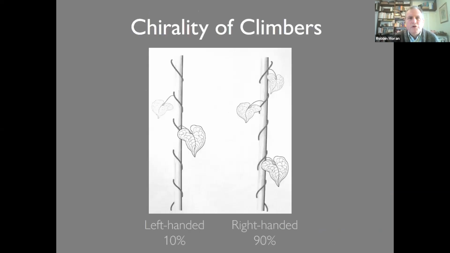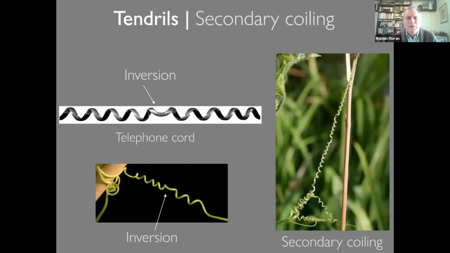And by the way, let me just go back and say, this has nothing to do with northern or southern hemisphere. I'm always asked this. They don't twine differently in the northern and southern hemisphere. This is in floras all over the world. You get about that ratio, 10% left-handed, 90% right-handed.